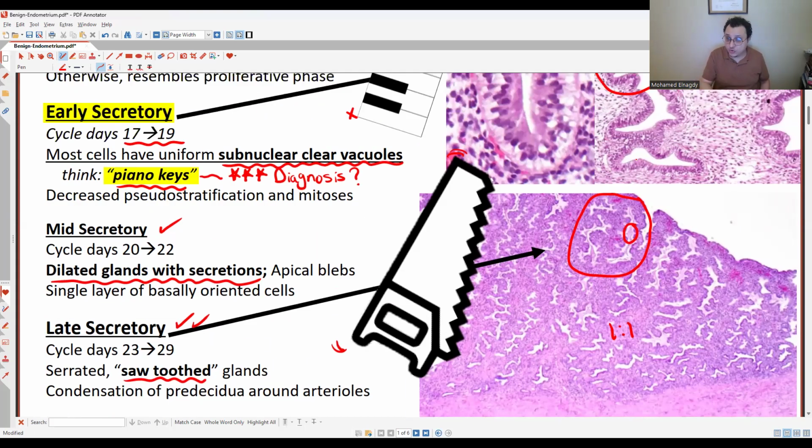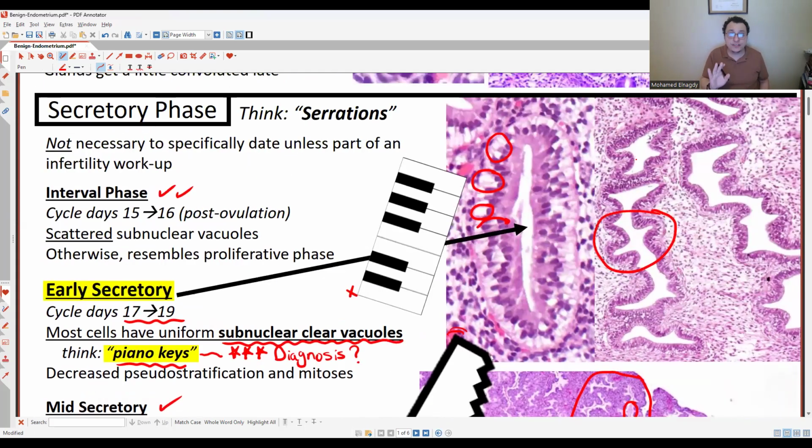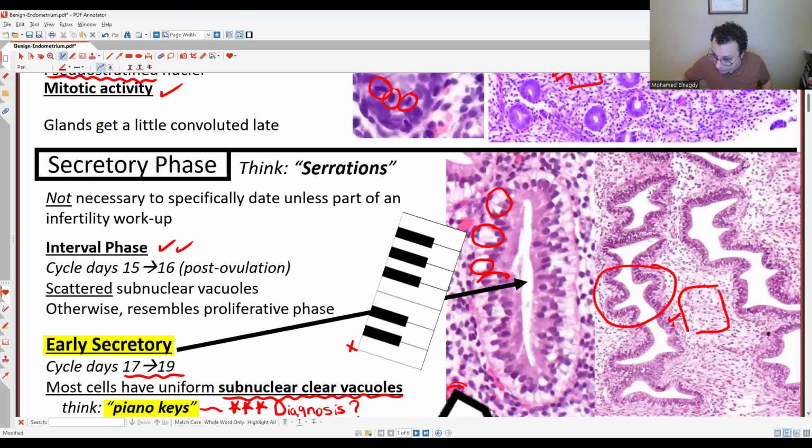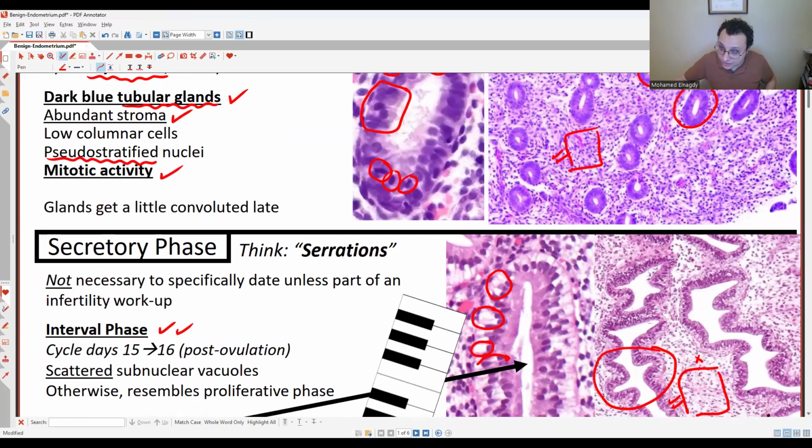And when you look at the stroma in any of the secretory phases of the endometrium, look at this stroma and make the habit of comparison. Compare this area of the stroma to this area of the stroma. See, the stroma here is loose. It's edematous. However, the stroma here is tight. It's dense. So dense, tight stroma is proliferative.